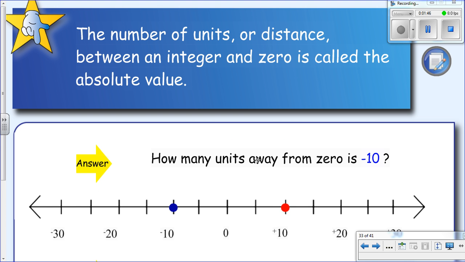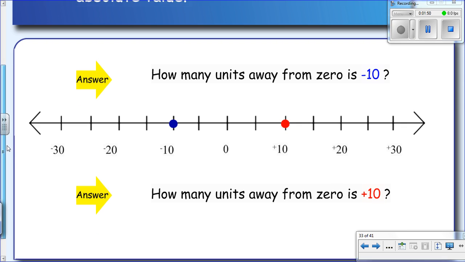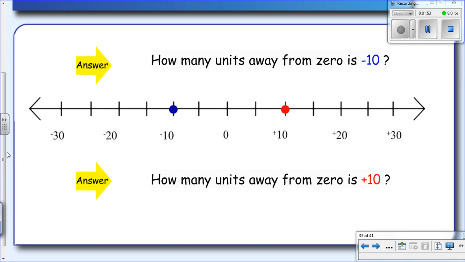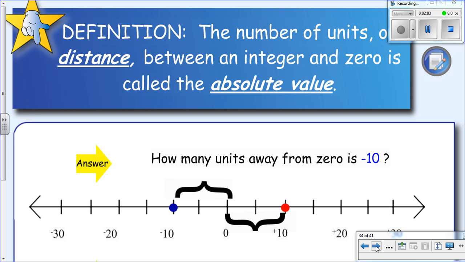So the number of units or distance between an integer and 0 is called the absolute value. That's what we just talked about. So how many units away from 0 is -10? Well, it's 10 units. And how many units away from 0 is +10? Again, it is 10 units. So, definition: the number of units or distance between an integer and 0 is called the absolute value.